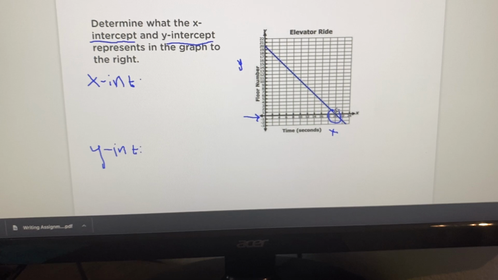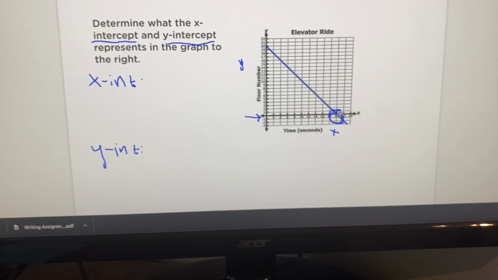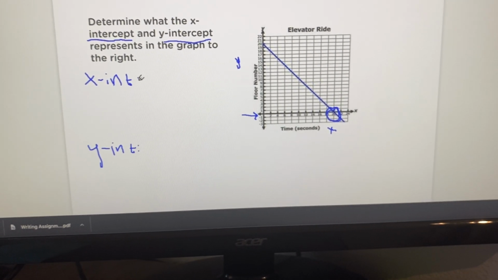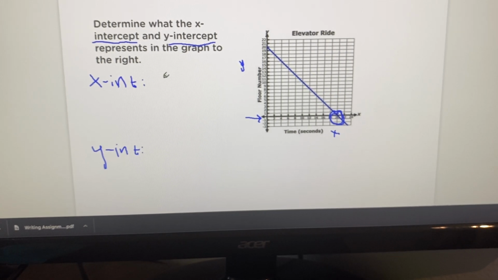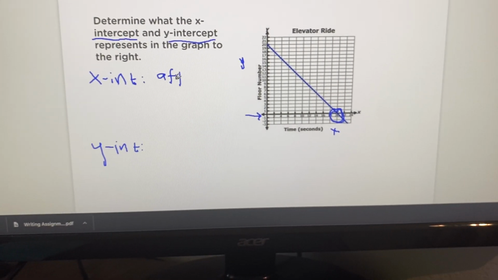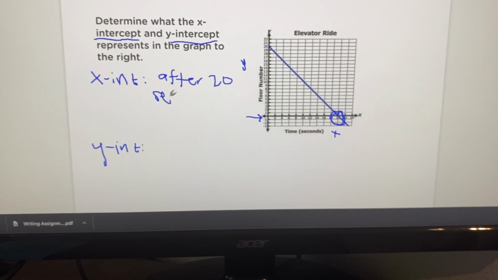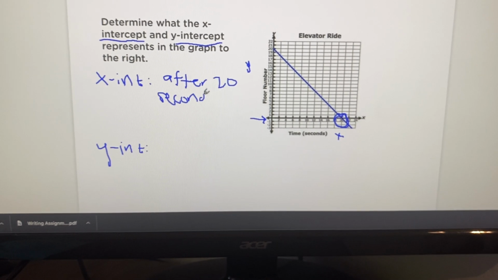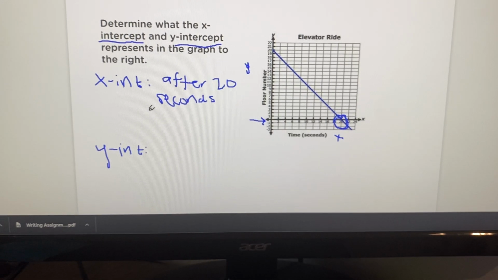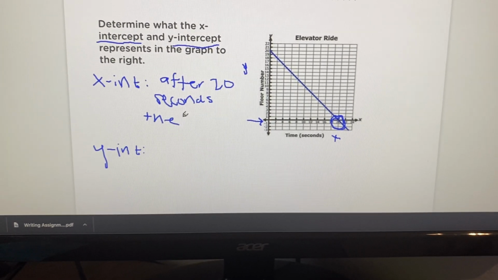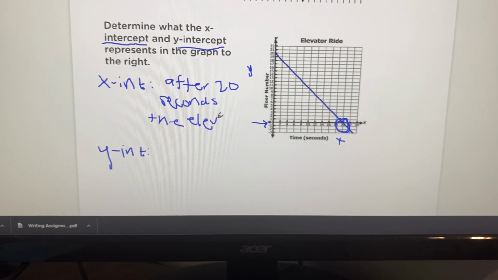So the x-intercept is where it crosses the x-axis, so that's at the number 20. So I know that represents 20 seconds. So it means that after 20 seconds, the elevator is on the ground floor, or floor 0.